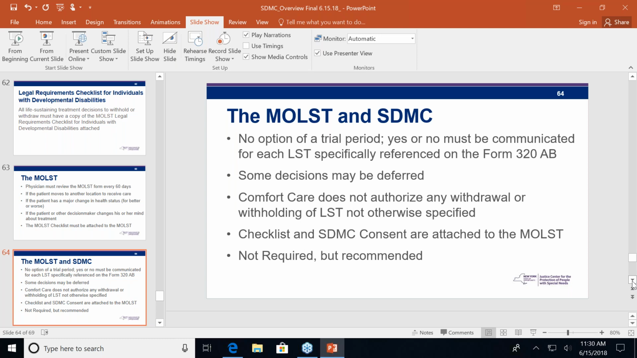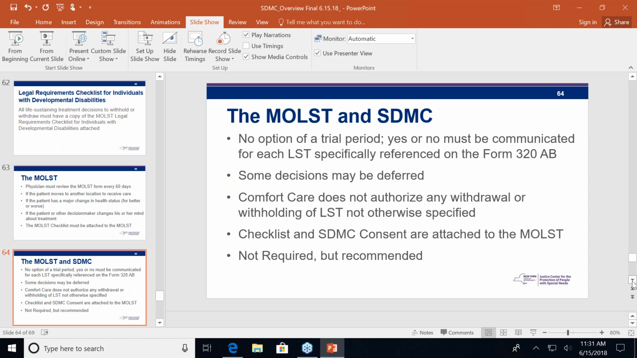So as far as the MOLST and SDMC, there's some conditions that are a little bit more challenging when SDMC is the decision maker. And there's no option of a trial period on the MOLST. So a yes or a no must be communicated for each life-sustaining treatment that's specifically referenced on Form 320AB. Some decisions may be deferred, and it becomes a little bit of a problem with the newer process with the eMOLST. I'd be happy to come back and talk about this in more detail, but Comfort Care does not authorize any additional withdrawal or withholding of life-sustaining treatment that has not been specified on the SDMC decision.